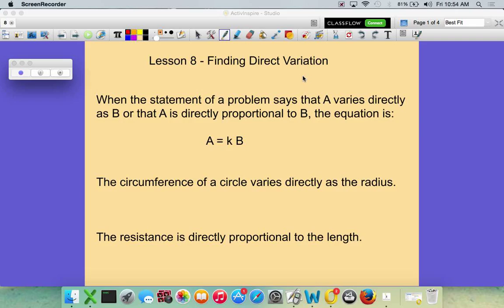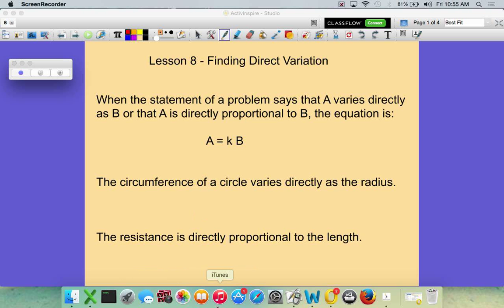Alright? First of all, when the statement of a problem says that A varies directly as B, or A is directly proportional to B, the equation is at the bottom here. And how I look at this is when it says A varies directly, A equals K, varies directly is the equal sign and then the K, as B. Or A is directly proportional to B.